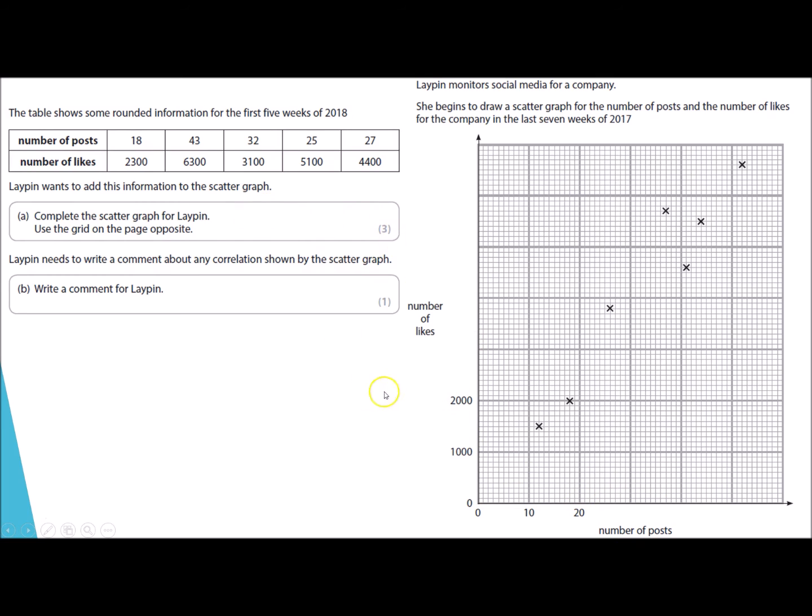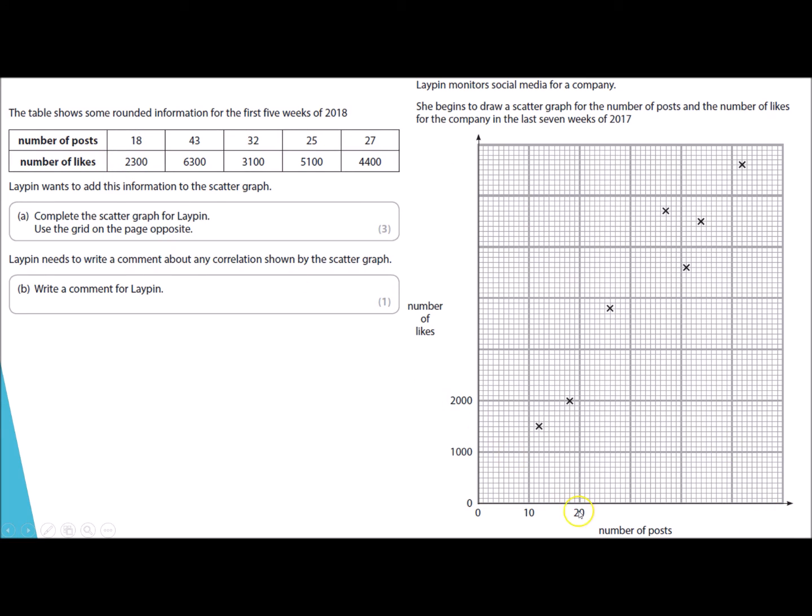To get the 3 marks first, we said we've got to complete the scale, and again, not everyone remembers to do this bit. We're going up in thousands, so it should go 1,000, 2,000, 3,000, 4,000, 5,000, 6,000. Remember to go up to 7,000. Always make sure you've covered all of the points. Then 10, 20, 30, 40, 50, and 60. Got to finish it. And then complete the scatter graph.